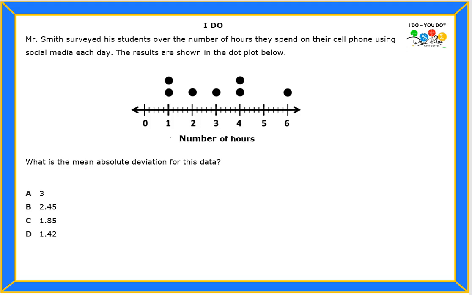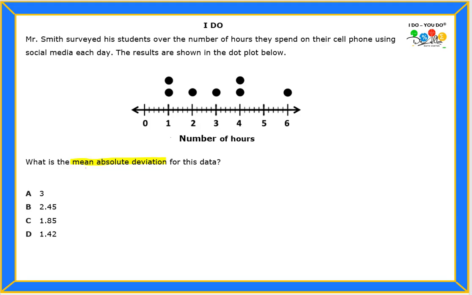And it says, Mr. Smith surveyed his students over the number of hours they spend on their cell phone during social media each day. The results are shown in the dot plot below. What is the mean absolute deviation for this data? Okay, so we're looking for the mean absolute deviation, right?